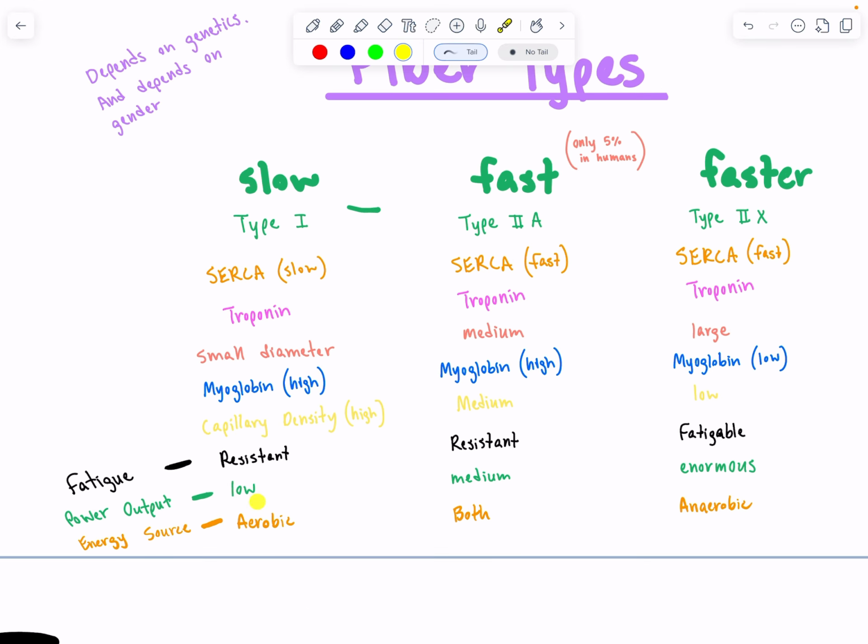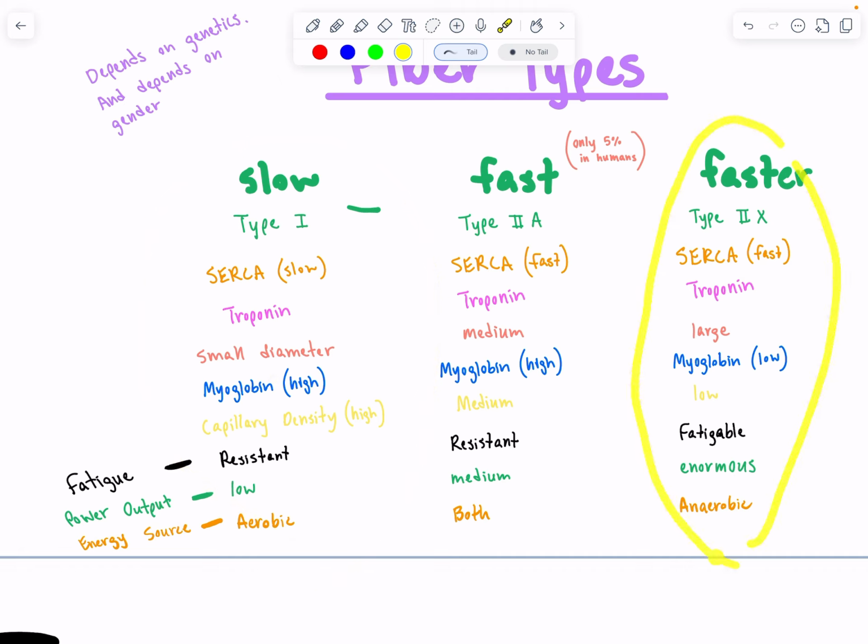But again, not very explosive, so the power output is pretty low. These are very red because the capillary density is high, because we need so much oxygen to go to those, so we need lots of blood flow to those areas. Myoglobin, I believe, is associated with capillary density. I think it contributes to the color of the cells as well. Again, so very red cells here.